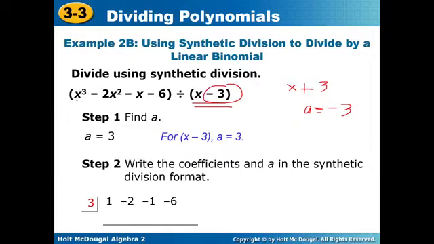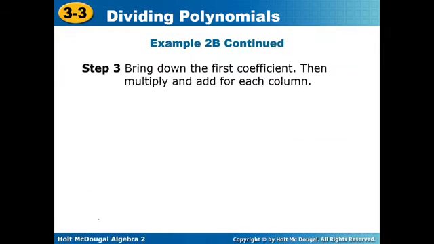Okay? Now, let's proceed. Let's write the coefficients and a. So take note, the coefficient of the first term, x cubed, is 1. The coefficient of x squared is negative 2. The coefficient of x is negative 1. And the coefficient of the constant term is negative 6. Take note, you need to arrange your polynomial in standard form, with the exponents in decreasing order. And you will be writing a over here. Now let's proceed to step number 3.